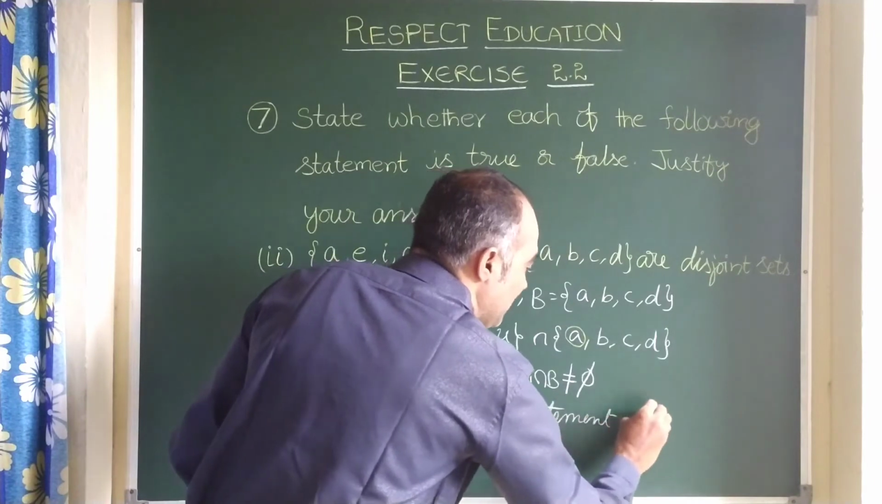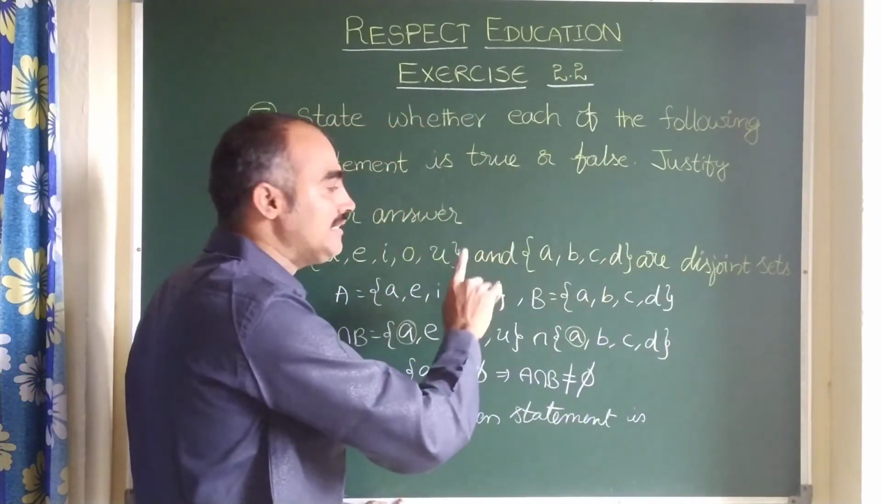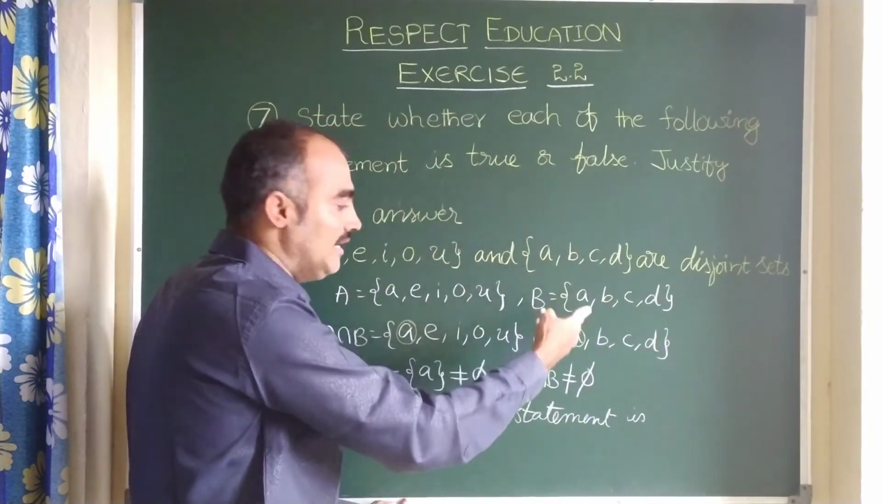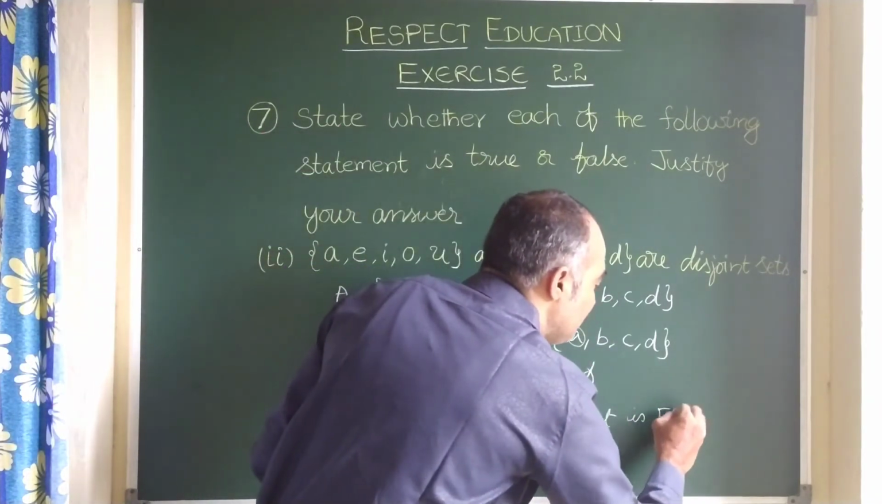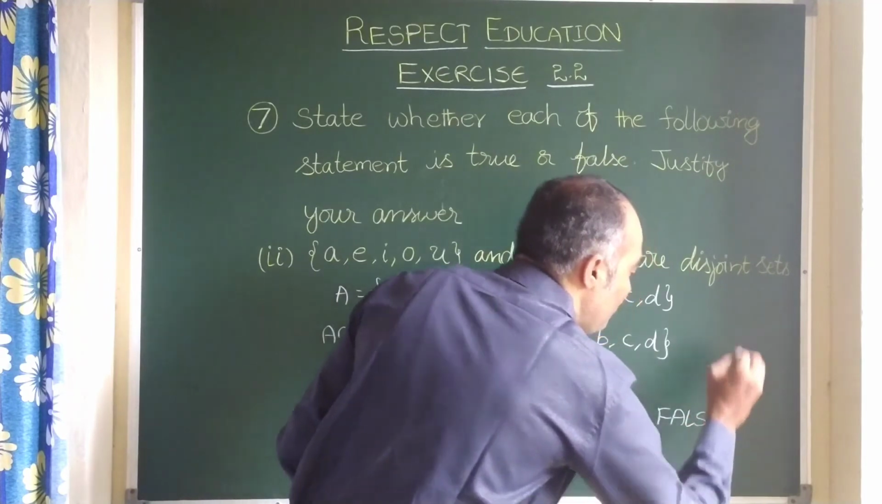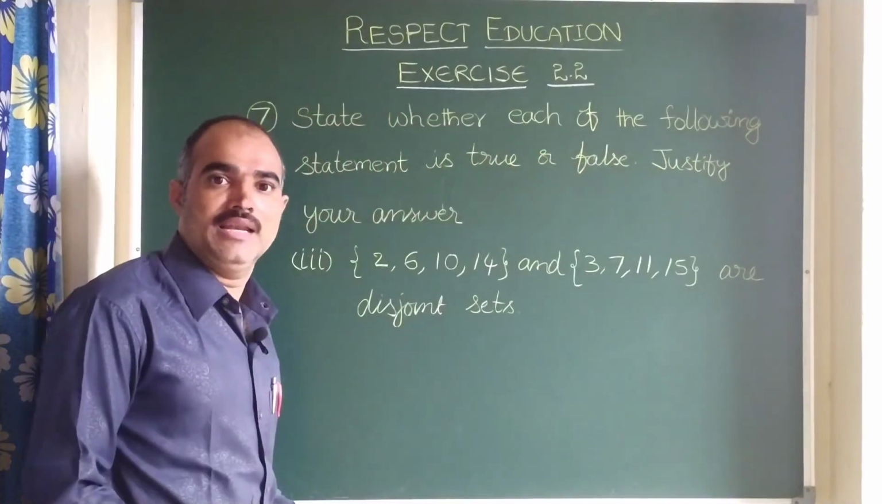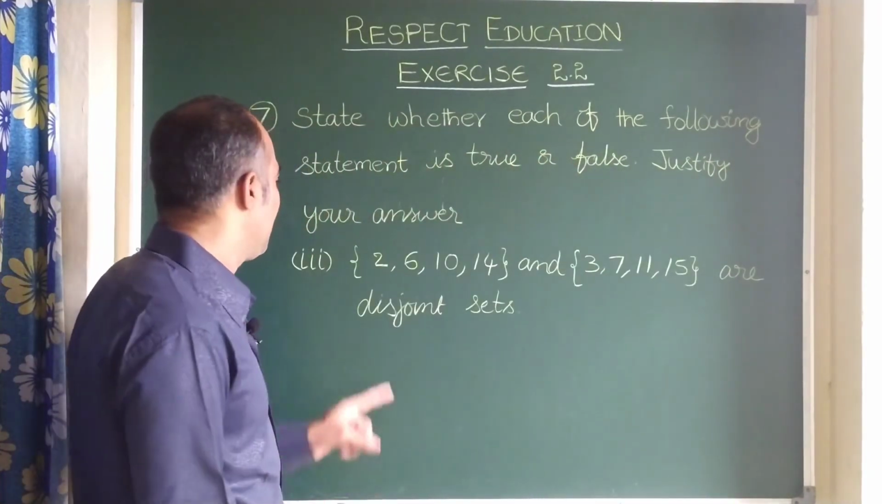What is the given statement? It is given that they are disjoint sets. Here we got they are not disjoint. So the given statement is false. Let's see the next bit, that is the third bit.